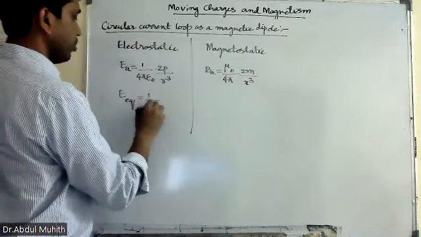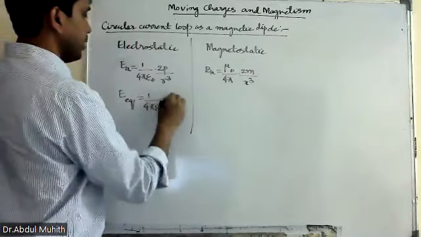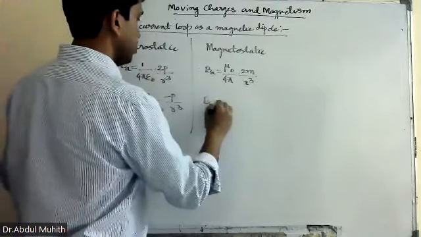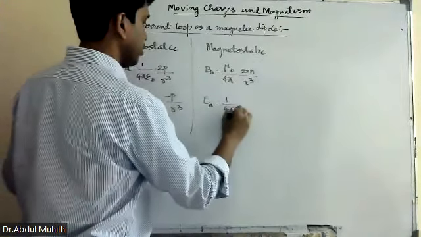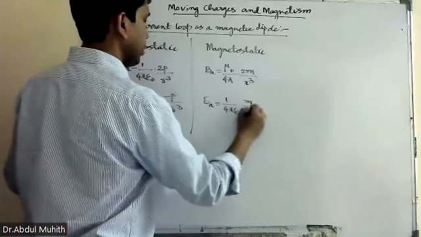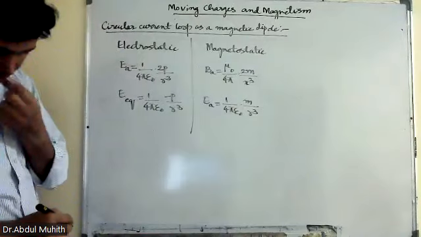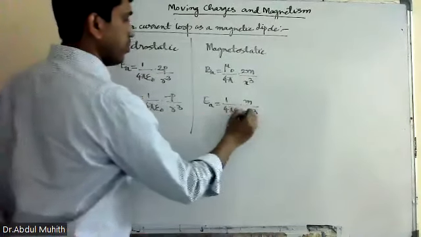1 by 4 pi epsilon 0 into minus p by r cube. But here it is equal to what? B equatorial is mu 0 by 4 pi into minus m by x cube. This is the formula.